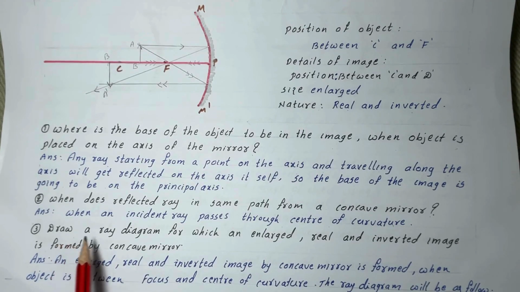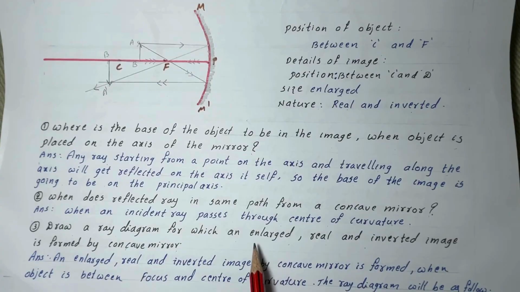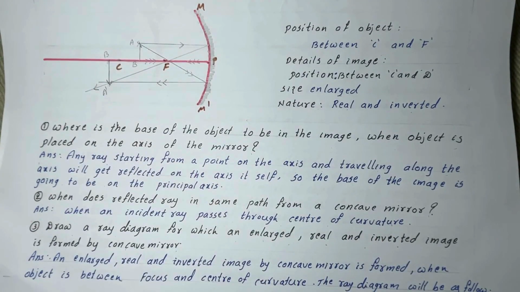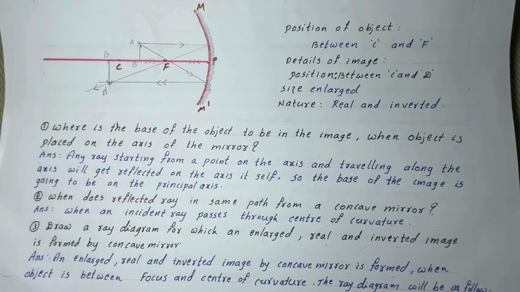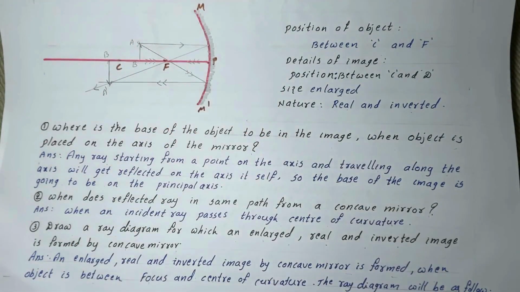Next question. Draw a ray diagram for which an enlarged, real and inverted image is formed by a concave mirror. Here the conditions are that the image must be enlarged, real and inverted. Our answer is an enlarged, real and inverted image by a concave mirror is formed when the object is between the focus and the center of curvature. And this is the ray diagram.